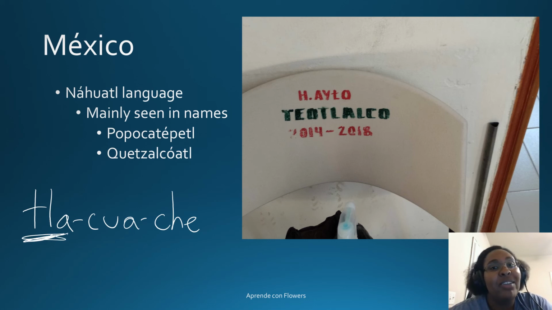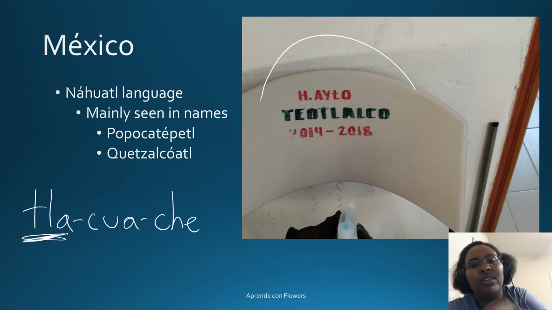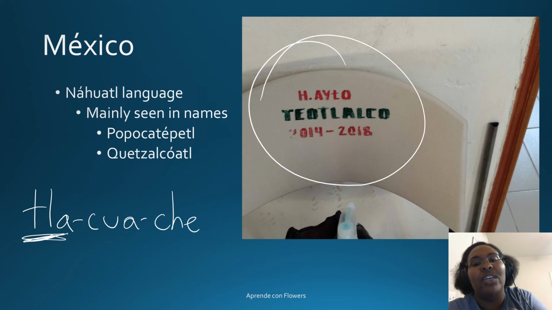When I went to Mexico, one of the cities or towns that we went to was Teocalco. And according to my husband, it's also difficult because it's TLAL, and those ones are in one syllable together. There's many names of cities, streets, sometimes even kids who have the names in either Nahuatl spelling or Mayan spelling.